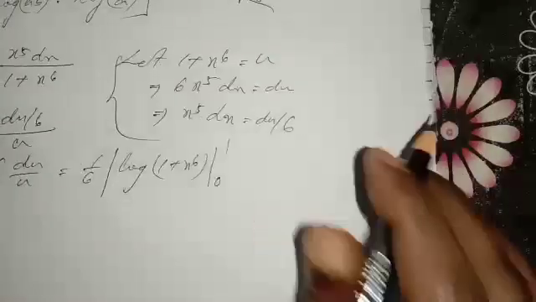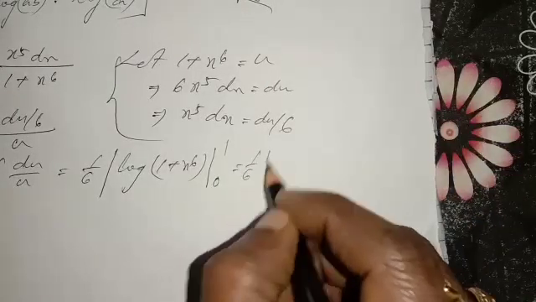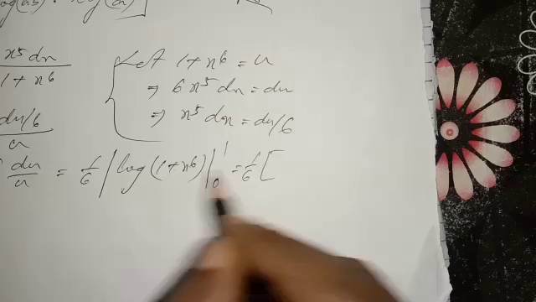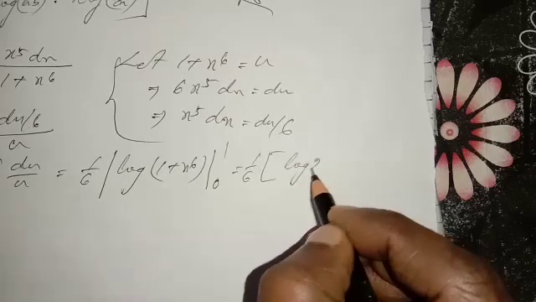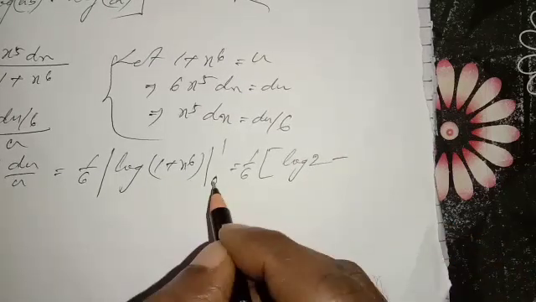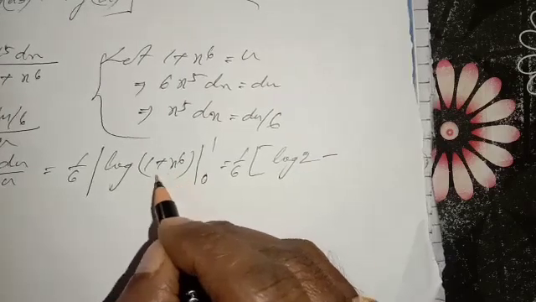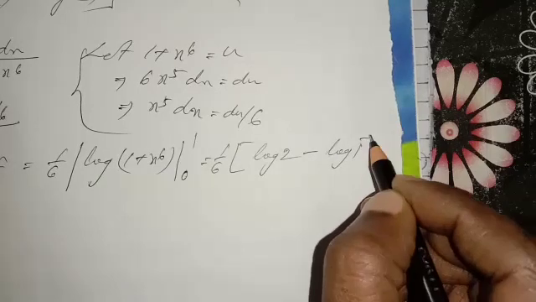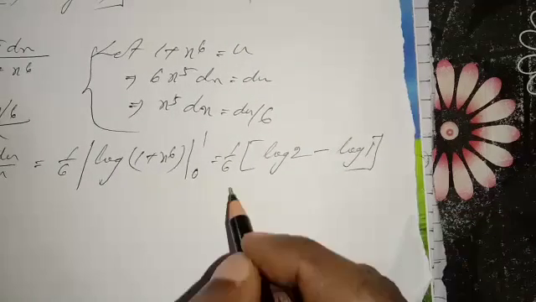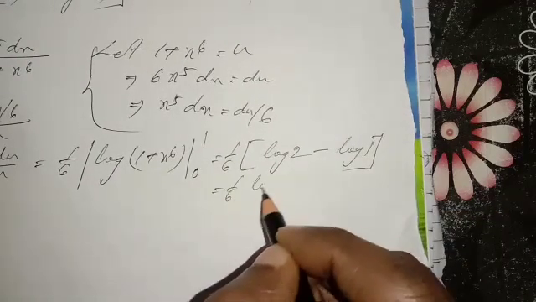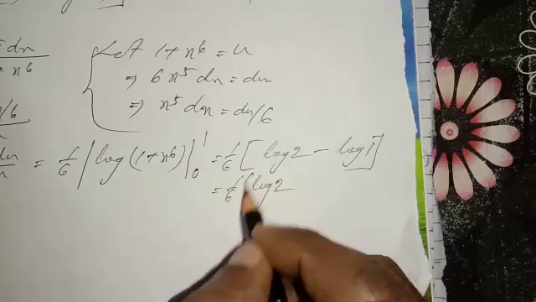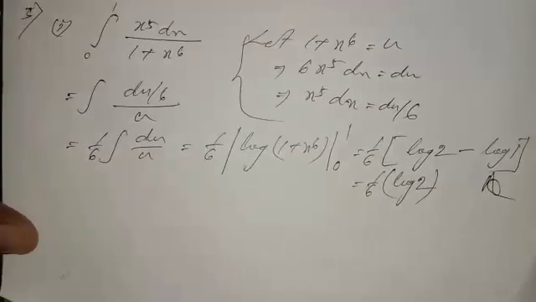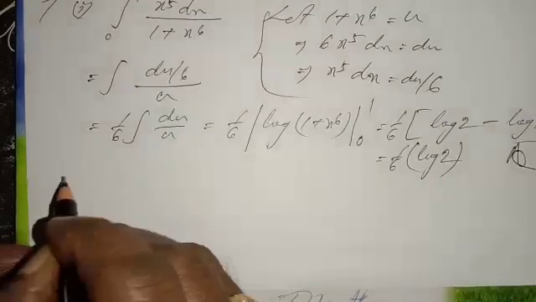After that, 1 by 6, upper limit value putting x is equal to 1, that will be 1 plus 1, log 2, minus putting x is equal to 0 here, lower limit value, that will be log 1, but log 1 is equal to how much? 0. The final answer will be 1 by 6 log 2, and this is the answer of number 5, first part. See the second part question given.